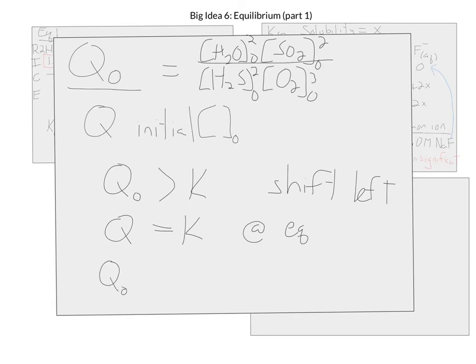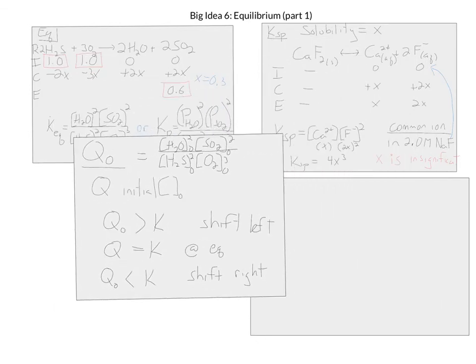If my Q, however, happens to be lower than K, products over reactants, now my smaller number, Q, I have too much reactants. If the bigger number's in the denominator, it's going to be a smaller number. So initially, I have too much reactants. In order to make that number larger so that it equals K at the end, I need to shift right. So these are Le Chatelier type problems. I will subtract from the reactants, make more products, and try to get to equilibrium that way. So those are our Q calculations.